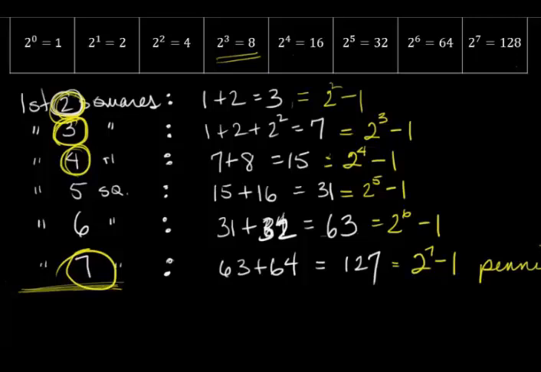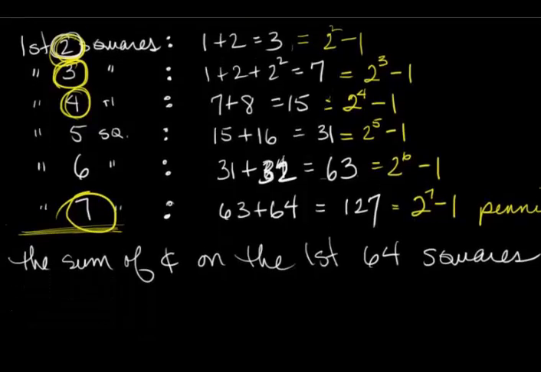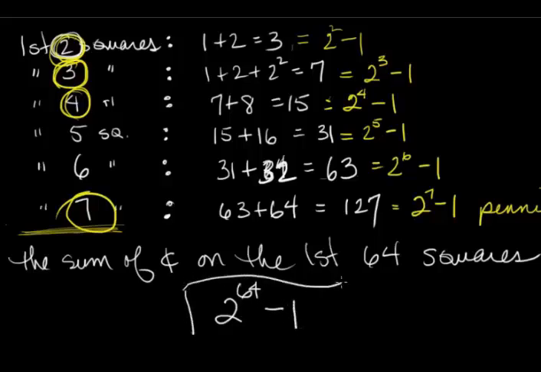So you can see a pattern here. We can generalize right now. The pattern will give us the sum of pennies on the first 64 boxes or squares. In other words, the sum of all the money on the board. The sum of the first 64 squares will be 2 to the 64th minus 1. That's the answer to this question.